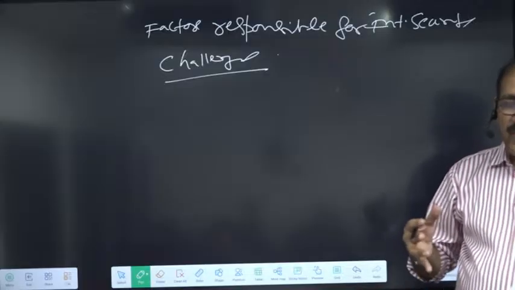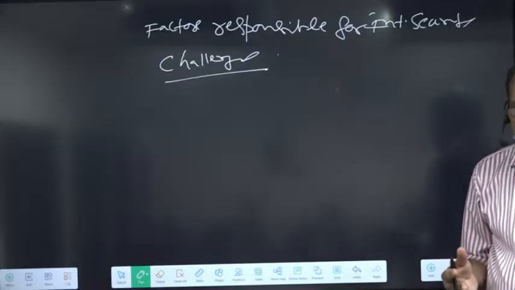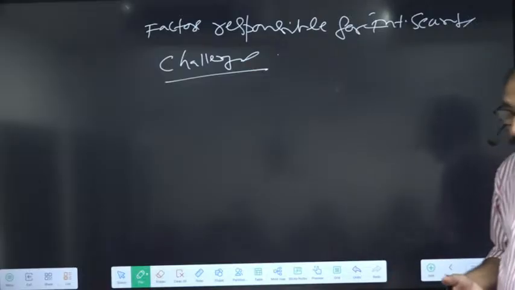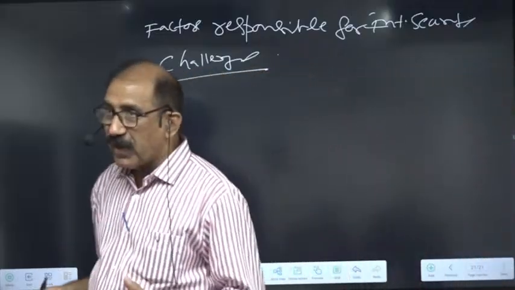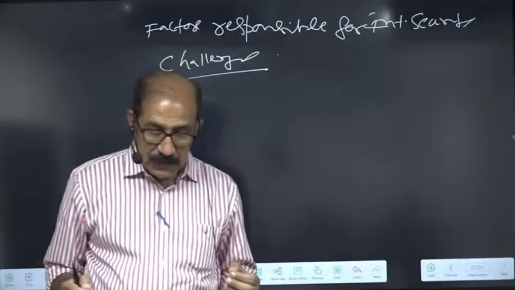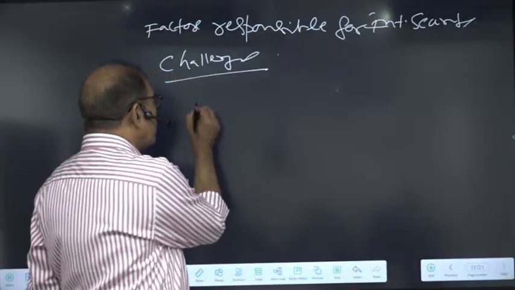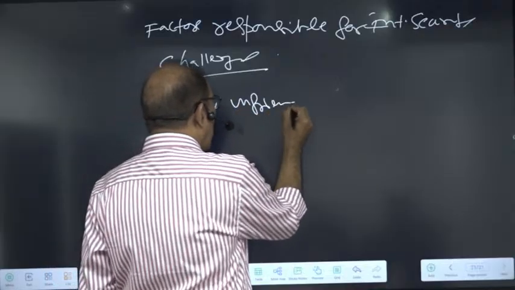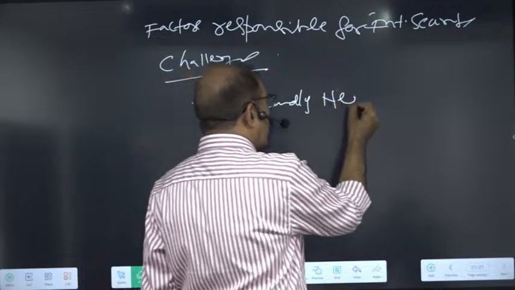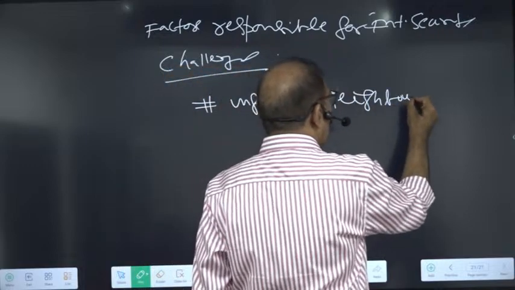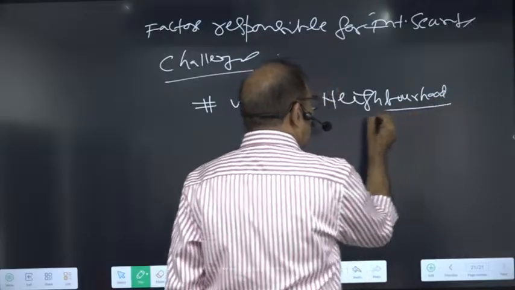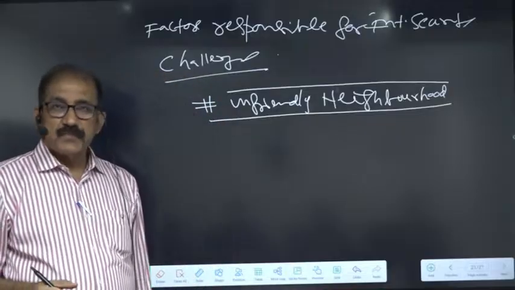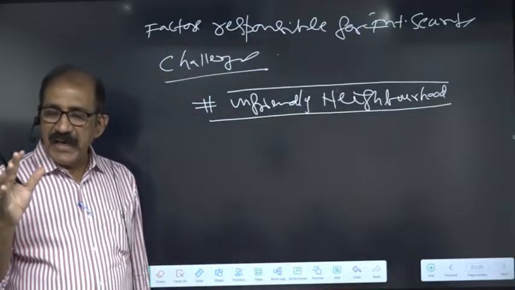So terrorism is not a factor. We have to see why terrorism happens, why insurgency happens. So, factors responsible for internal security challenges. The first thing we have to discuss, the most important reason, is that we have an unfriendly neighborhood. Unfriendly neighborhood means basically we are talking about Pakistan and China. And that becomes a major challenge, a major reason.